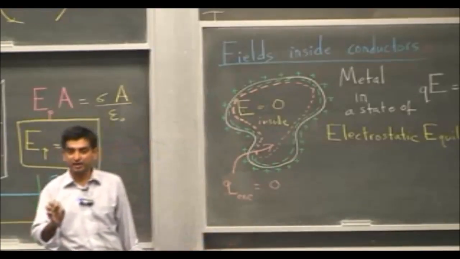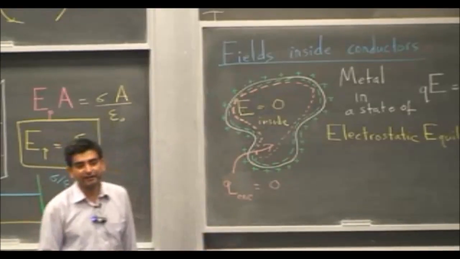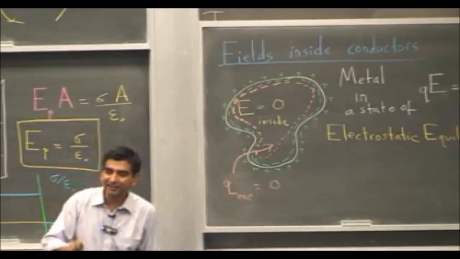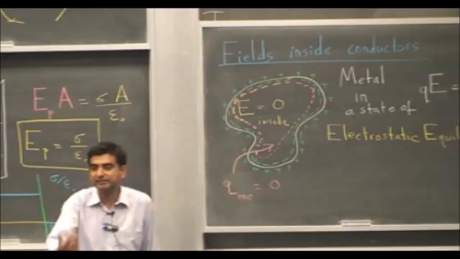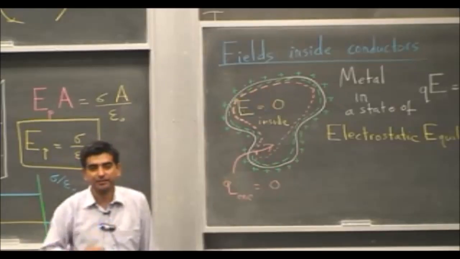So all the charge in a conductor is actually not in a conductor, it's upon the conductor. It's on the outer surface of a conductor. And you can write this down.